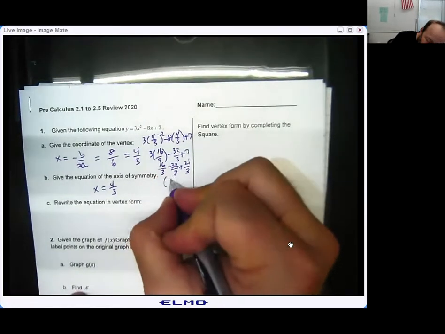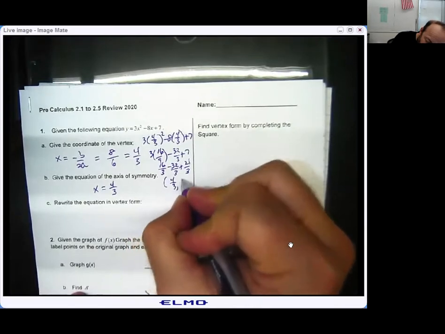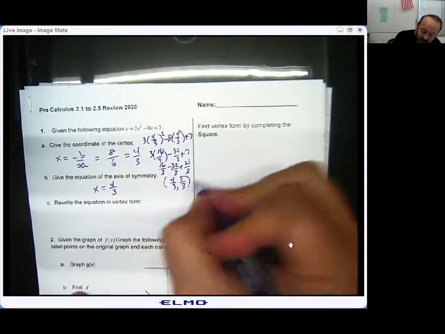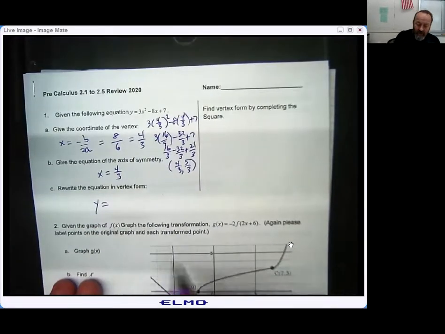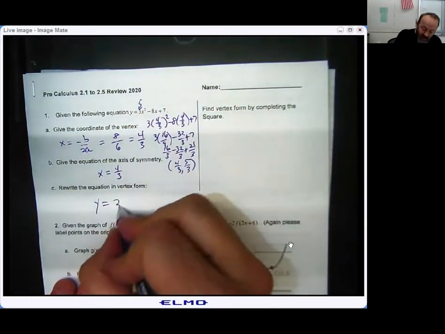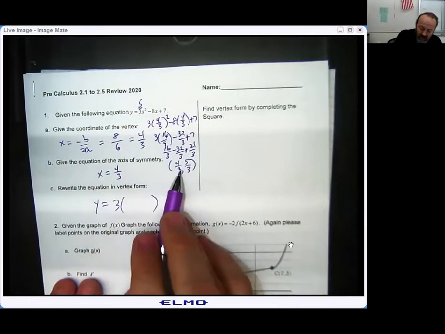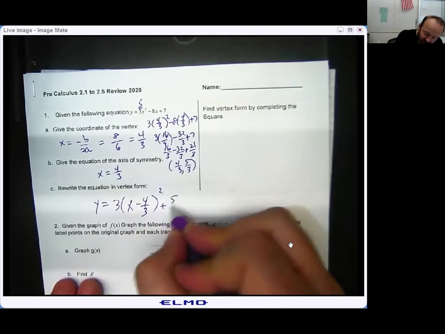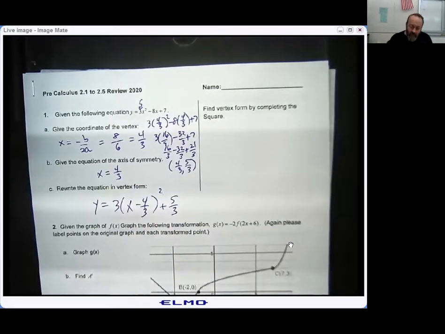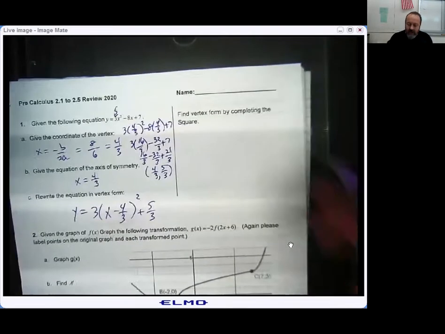So it looks to me like when I got all that done, I plugged 4/3 in, I got 5/3 out, which means I could write this problem in vertex form, noticing that it had a leading coefficient of 3. And it got slid over to a vertex of 4/3, comma 5/3. Now, we could have done that using completing the square.